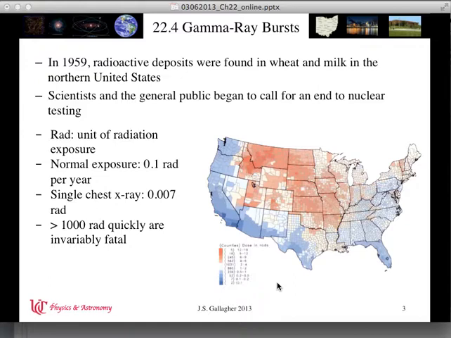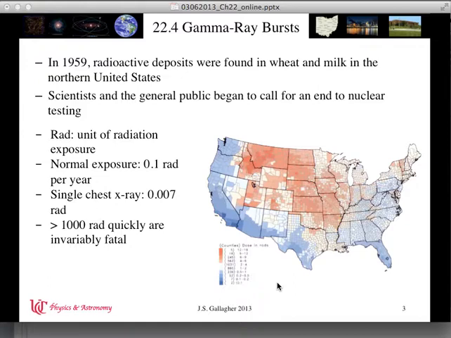So when these deposits were discovered, there was a general outcry from scientists and the general public to end nuclear testing. Because we're ingesting this material as Americans. Radioactive material, when it decays, gives off high energy photons, high energy particles that can do damage to tissue. And so this was having a noticeable impact. The plot that I show here is from the National Cancer Institute, and it shows the equivalent radiation exposure due to the nuclear testing period back in the middle of the 20th century.